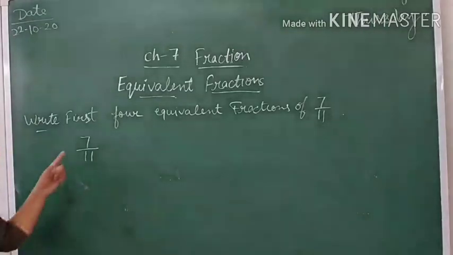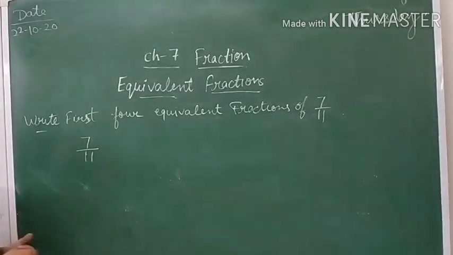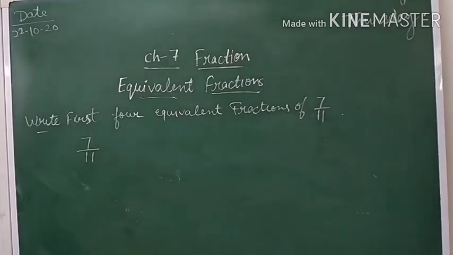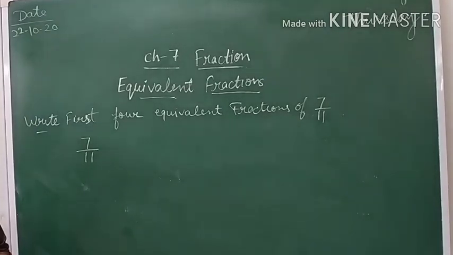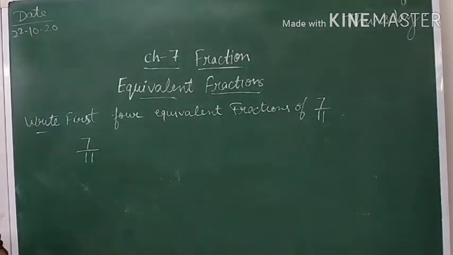Which fraction is given? 7 by 11. And you have to write the first 4 equivalent fractions. So what we have to do? I am telling you this process of the multiplication. How can we find the equivalent fraction, students? By multiplying or by dividing the denominator and numerator by the same number. Numerator और denominator को same number से या तो multiply करेंगे या हम divide करेंगे.